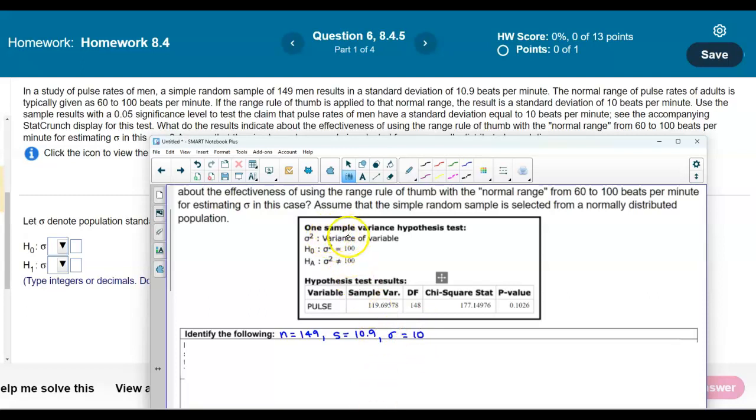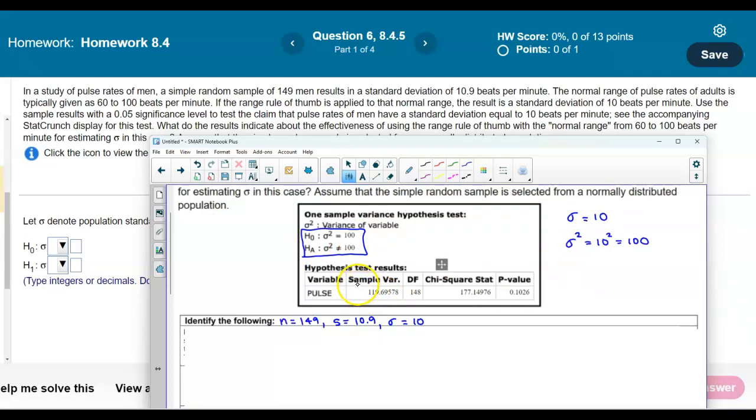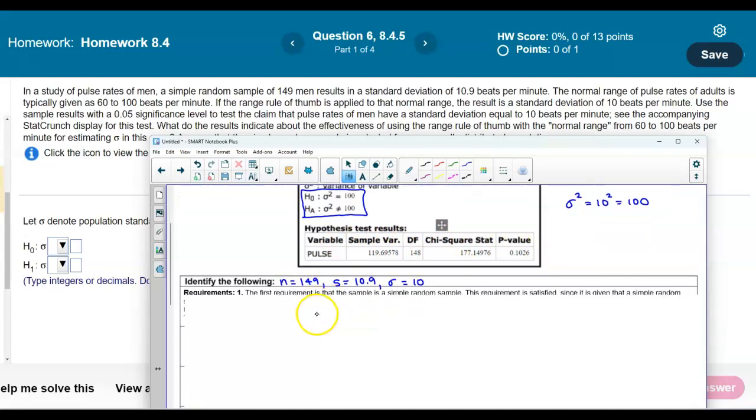Okay, now if you look in the display here, this is the variance. So remember that the standard deviation is equal to 10, and the variance is squaring that 10, which gives 100. The reason it's showing the variance is that we don't have a test for a standard deviation, so you would have to realize that taking the square root of 100 gives us 10. Then it gives us the sample variance, the degrees of freedom, the chi-square test statistic, and the p-value. So we're going to go ahead and proceed.